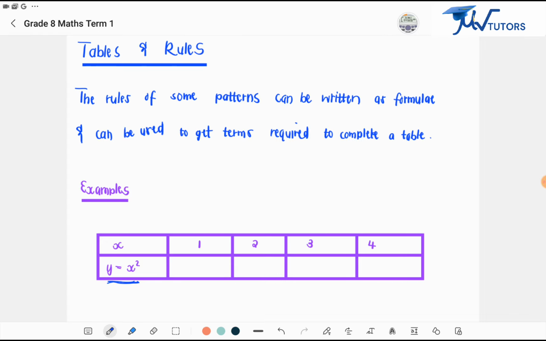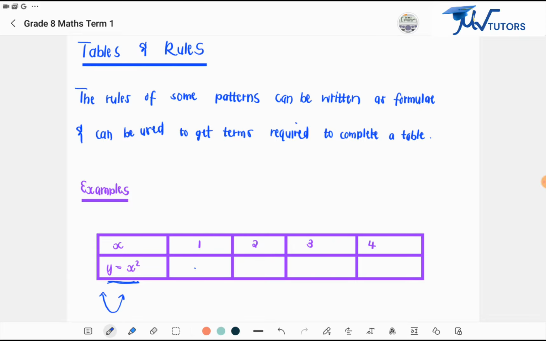When you get to grade 10, 11, and 12, you will learn that this is actually a quadratic function which looks like this. Okay, but let's not even go ahead. Let me not scare you or excite you yet. Let's stick to this rule. So y is equal to x squared.